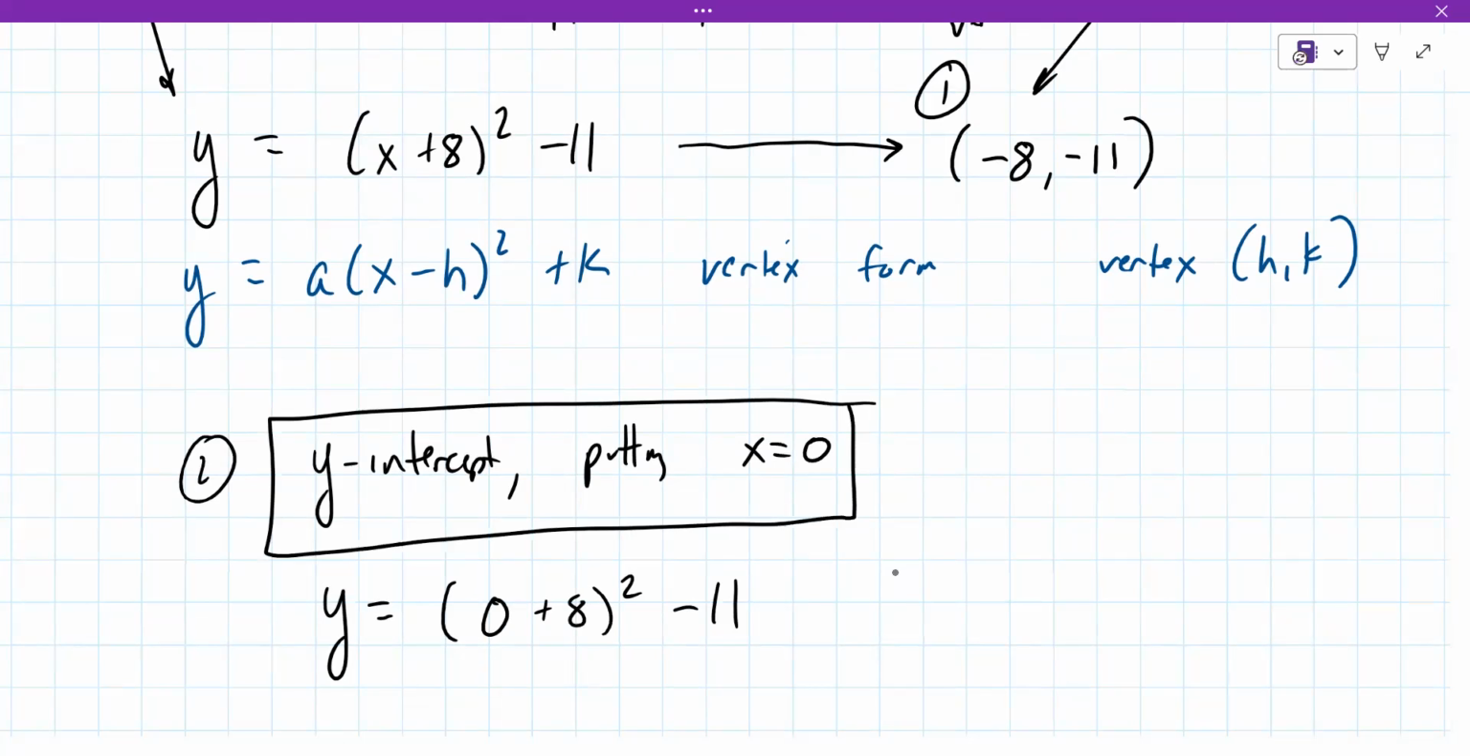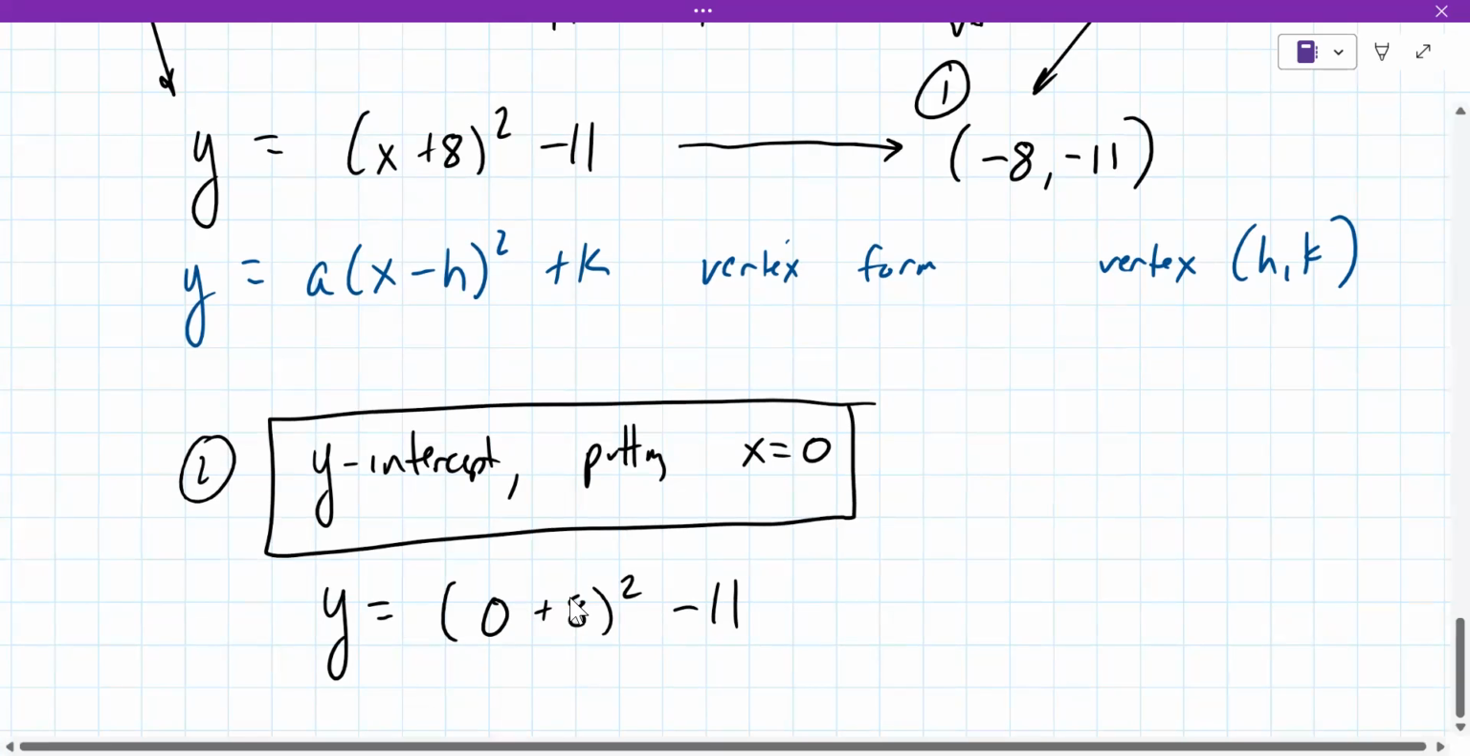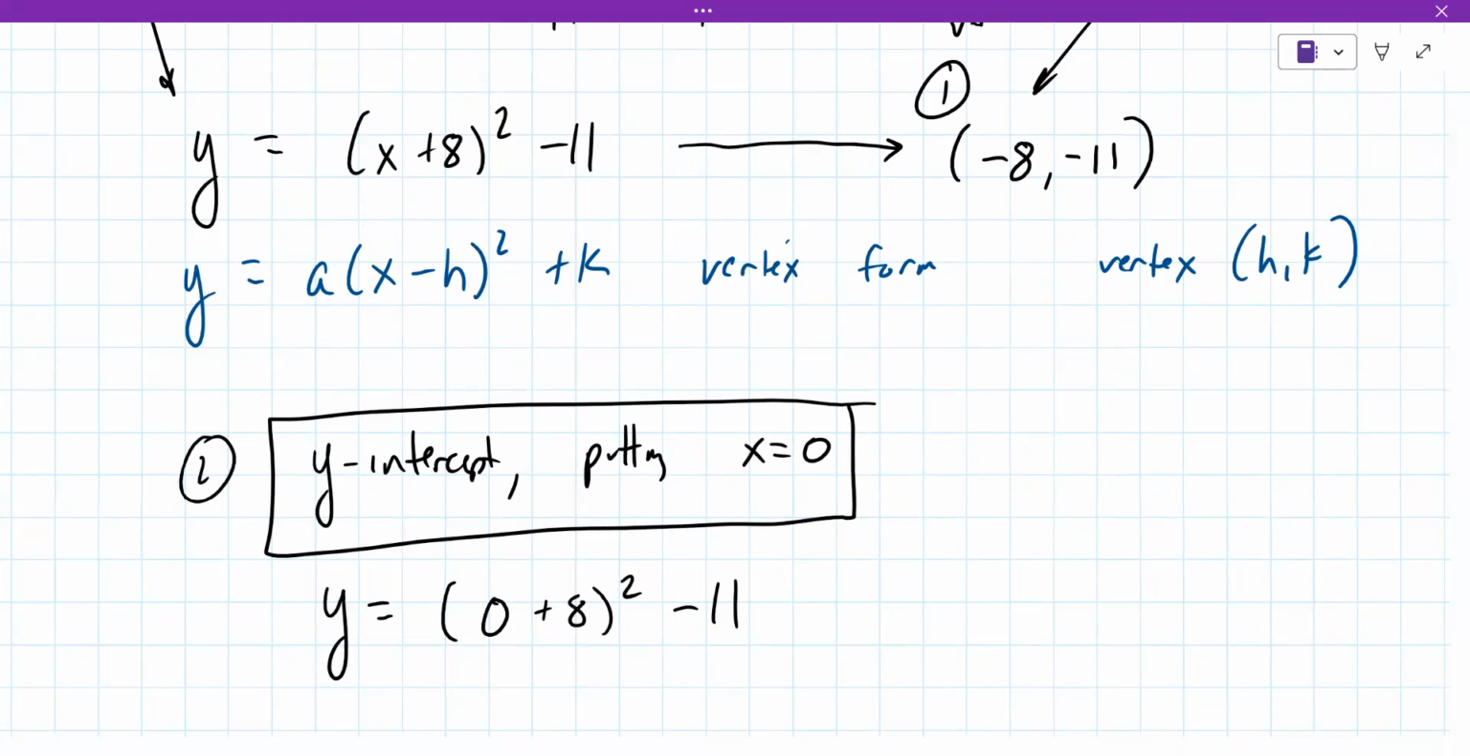All right. Could you try simplifying this for me, please? 0 plus 8, then squared, minus 11, for order of operations. Wouldn't it be just y equals 64 minus 11? Yes. What does that equal? Y equals 53. Yes, 53. All right, very good.